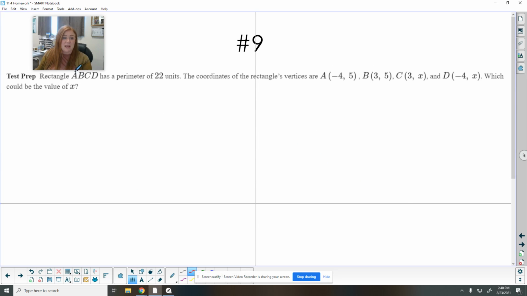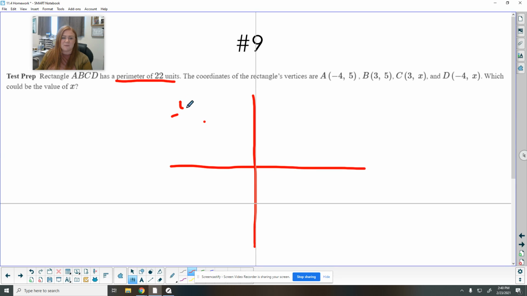So number 9 says that we have the perimeter, so the outside is 22 units. Here's our vertices that we know. What is the value of x? So let's do a little plotting here. So we went -4, up 5. So -4, 5. Then we went over 3, up 5, over 3, up 5.